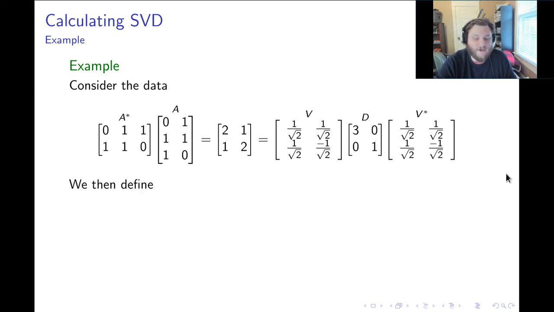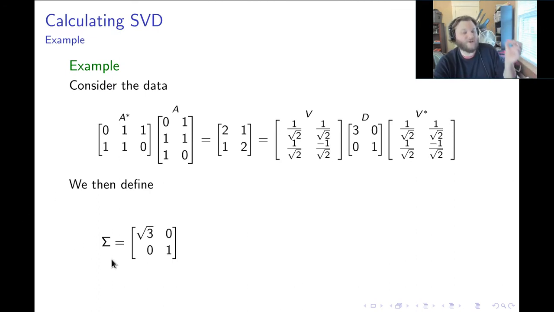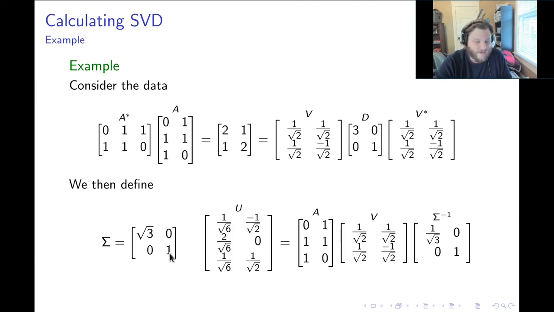Now what we do is we apply the formulas in our steps. Sigma, which has the singular values on the diagonal, is the square root of D. So we go and we take the square roots of the eigenvalues of the Gramian. We get square root of 3 and 1 on the diagonal of sigma. Then, to calculate U, we take A times V times the inverse of sigma.